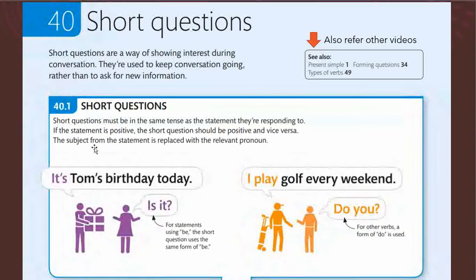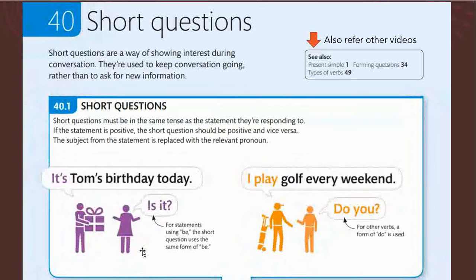The subject from the statement is replaced by the relevant pronoun. That means the subject is replaced by the pronoun it should take. For example, "It is Tom's birthday today." "Is it?" It is just for confirmation or agreeing that it is Tom's birthday.